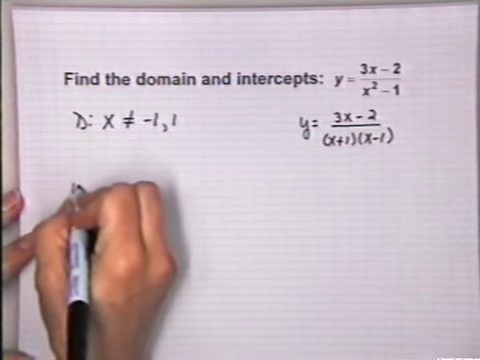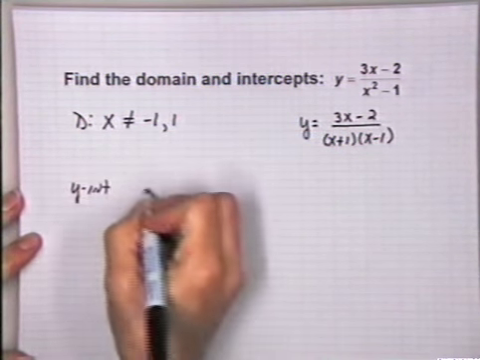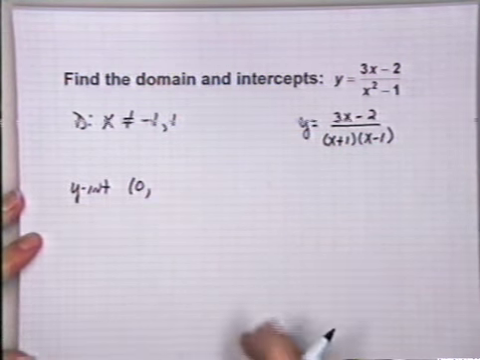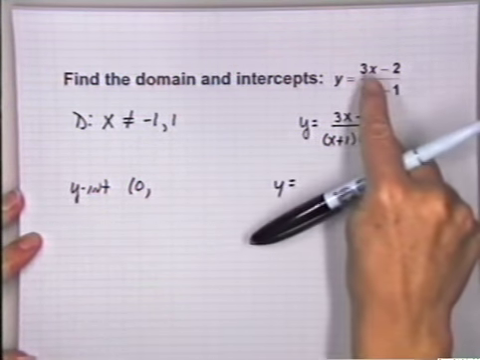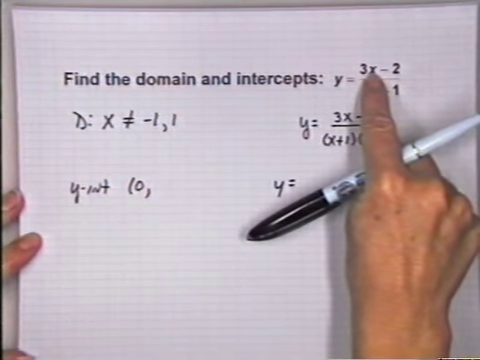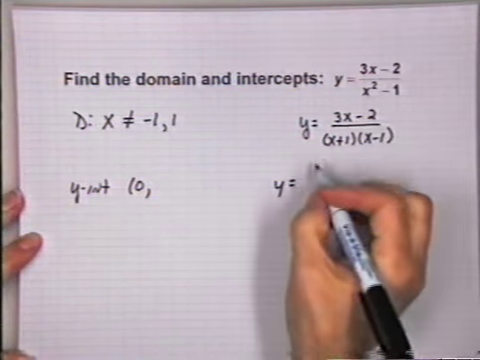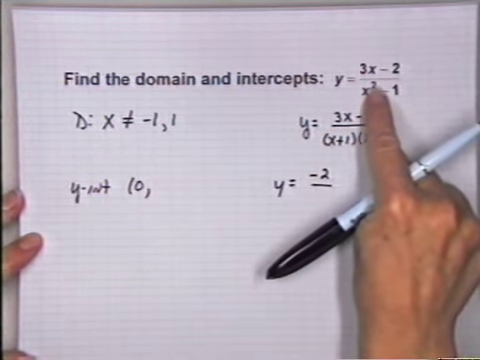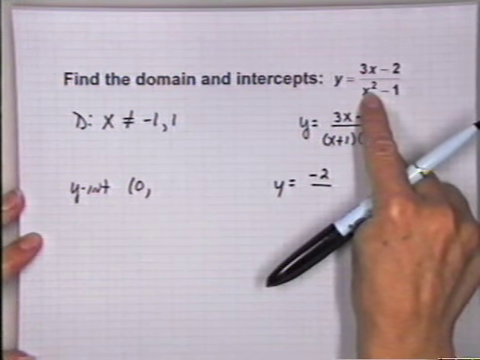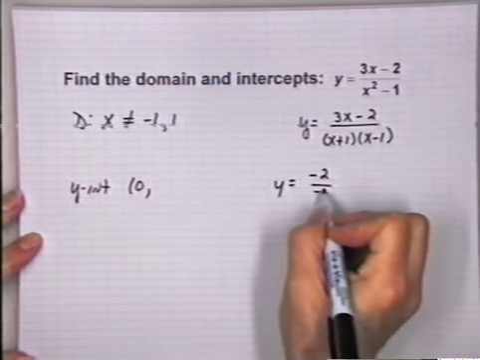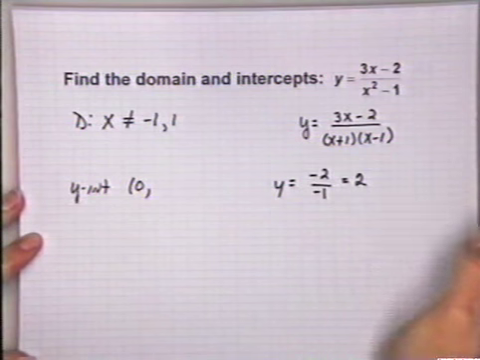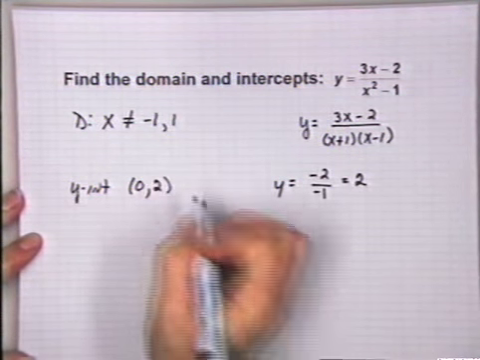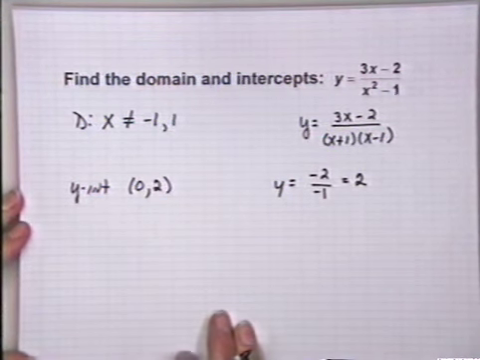Now, let's go ahead and get our y-intercept by letting x be 0. Notice in your equation, if x is 0, 3 times 0 is still 0. Subtract 2, so my numerator is -2. And in the denominator, 0 squared is still 0. 0 subtract 1 is -1. So my y-intercept is +2. I go through the point 0, 2.